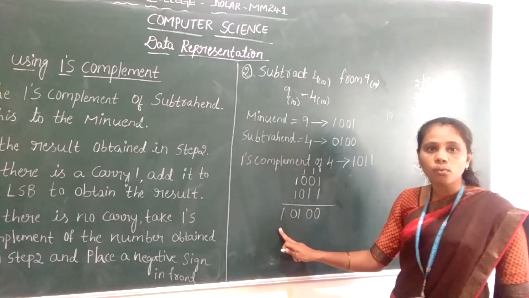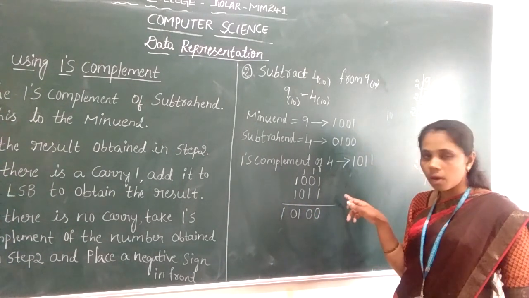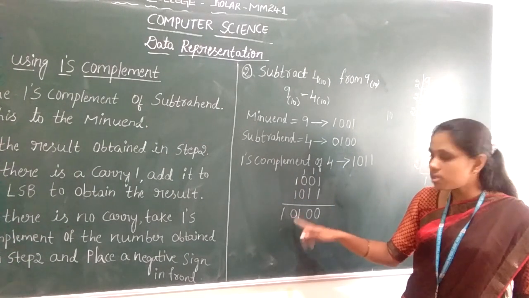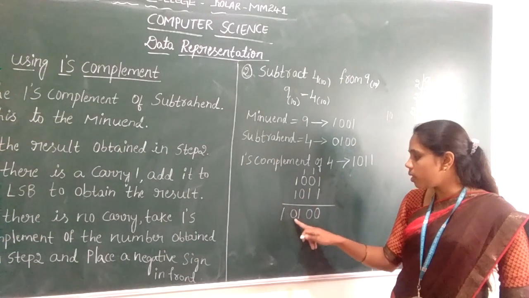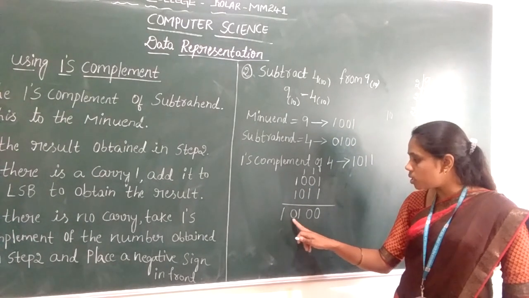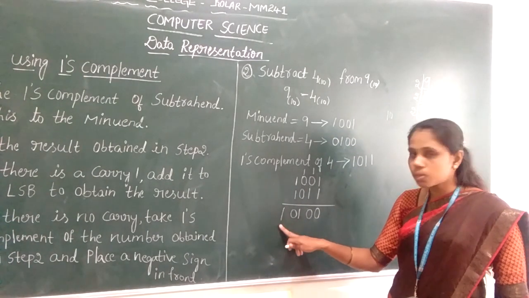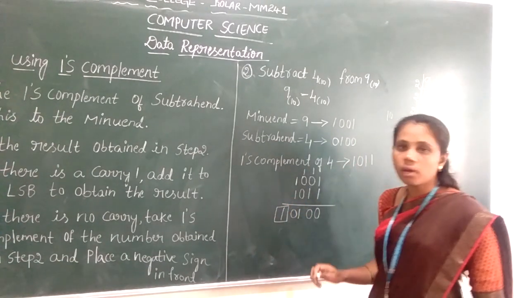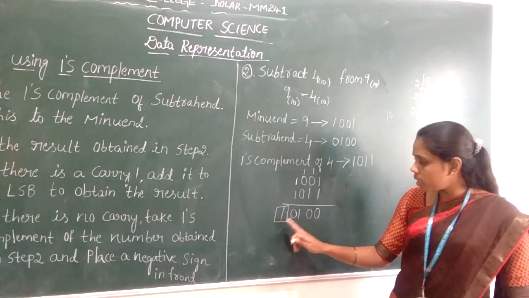So here we got 1 as carry, because here we have 4 digits. We have got a carry, right? 1 plus 1 is 2, that is 10 in binary form. I will write it as it is, and this is the carry. 1 is the carry. Here a carry is generated.